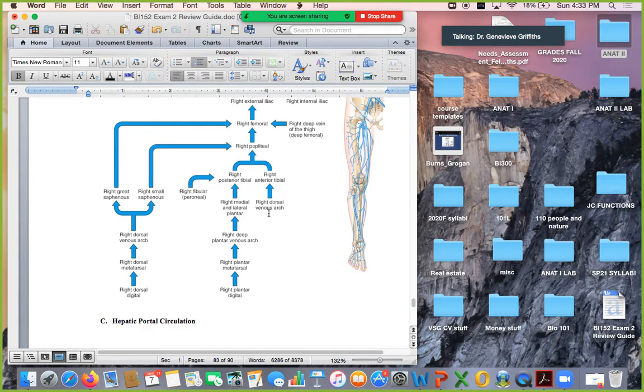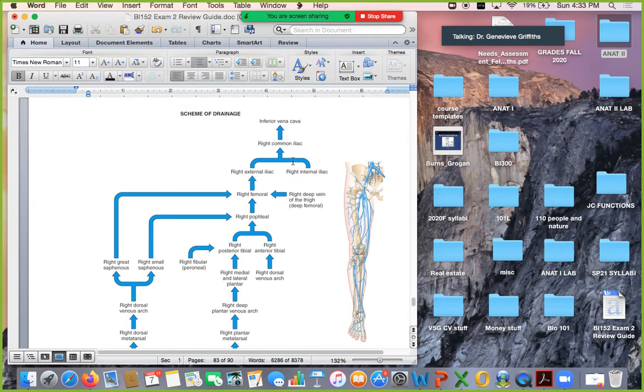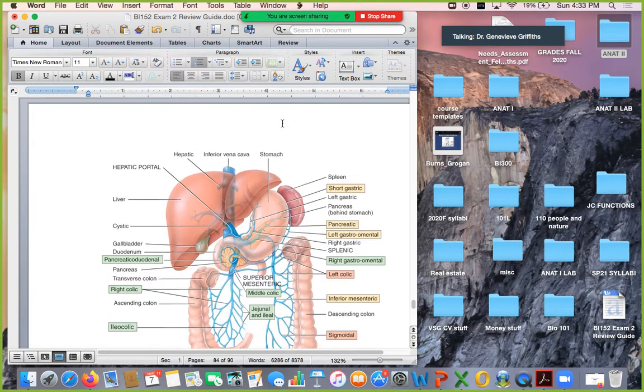Also the right dorsal venous arch here coming into the anterior and posterior tibials, up into the right popliteal. Popliteal is going to feed up into the femoral. Deep vein of the thigh is also going to feed into the femoral. That leads up into the iliacs. The iliacs, external and internal, are going to feed into the common and then turn into the inferior vena cava.